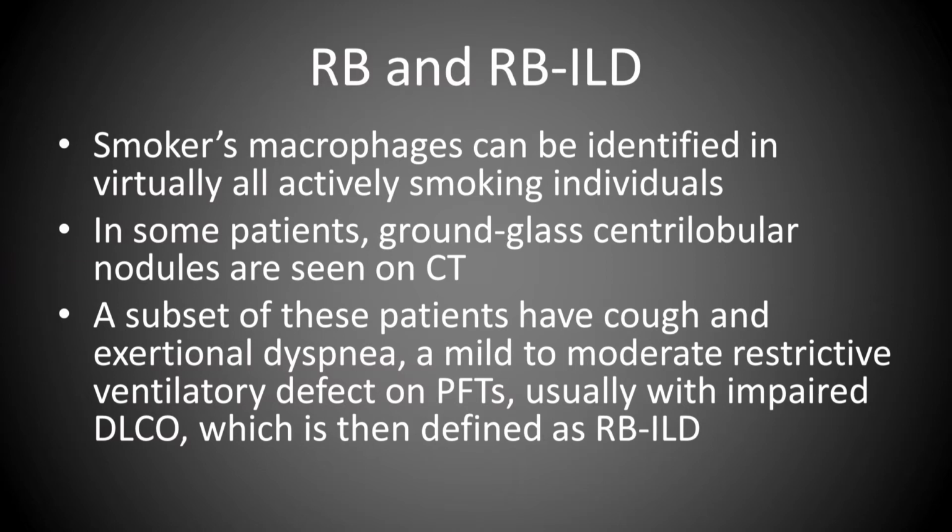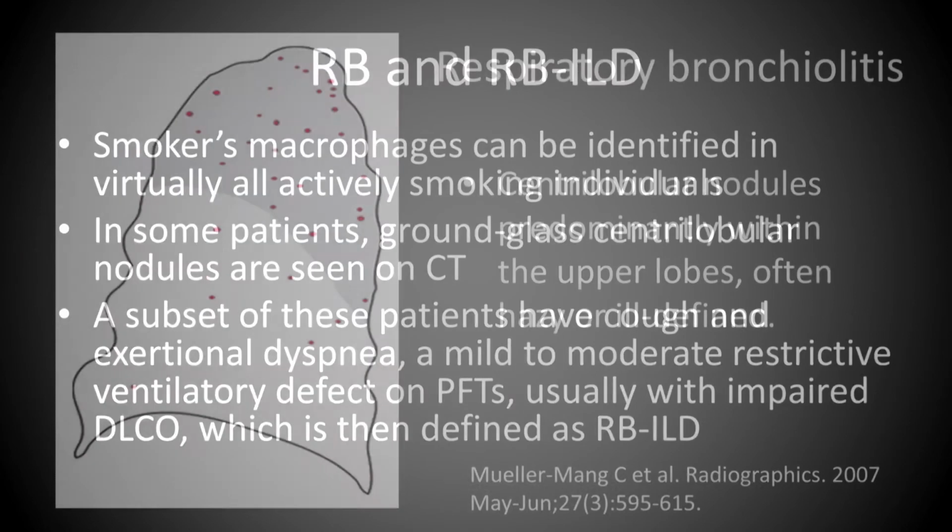So we don't make the diagnosis of RBILD, we make the diagnosis of RB, and then it's up to the pathologist to determine if the patient fits the pattern of giving them a diagnosis of RBILD. So again, three different levels of disease: smokers' macrophages in everybody, ground glass nodules in a subset, and then symptoms in a smaller subset of those patients.